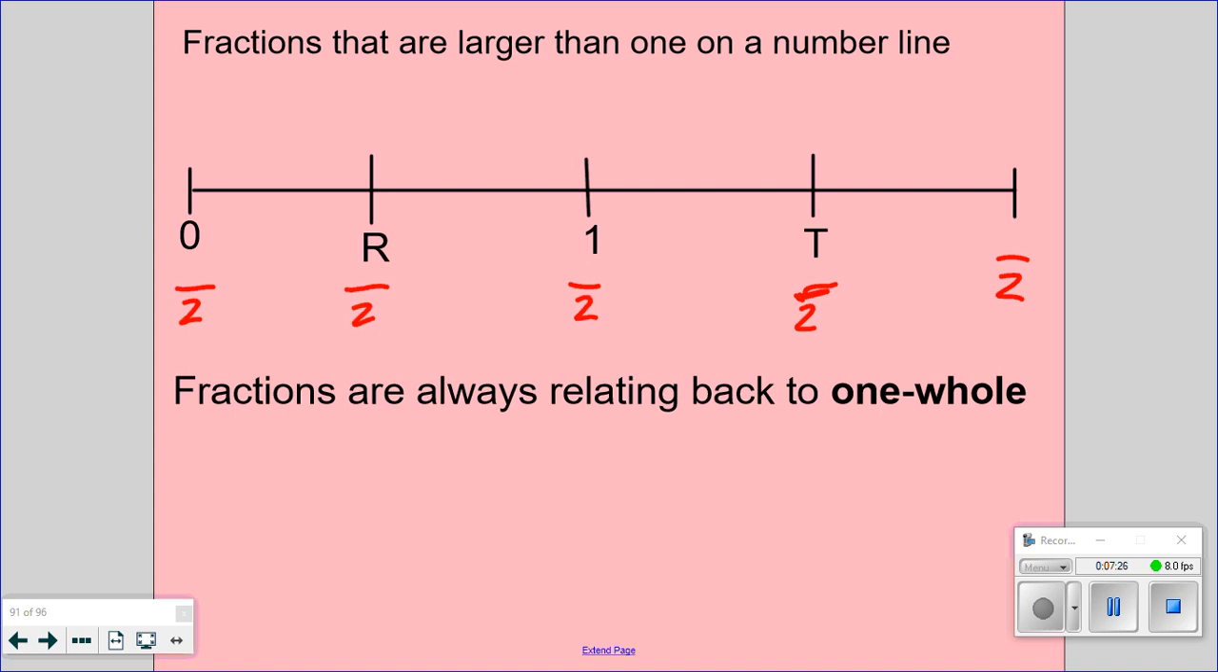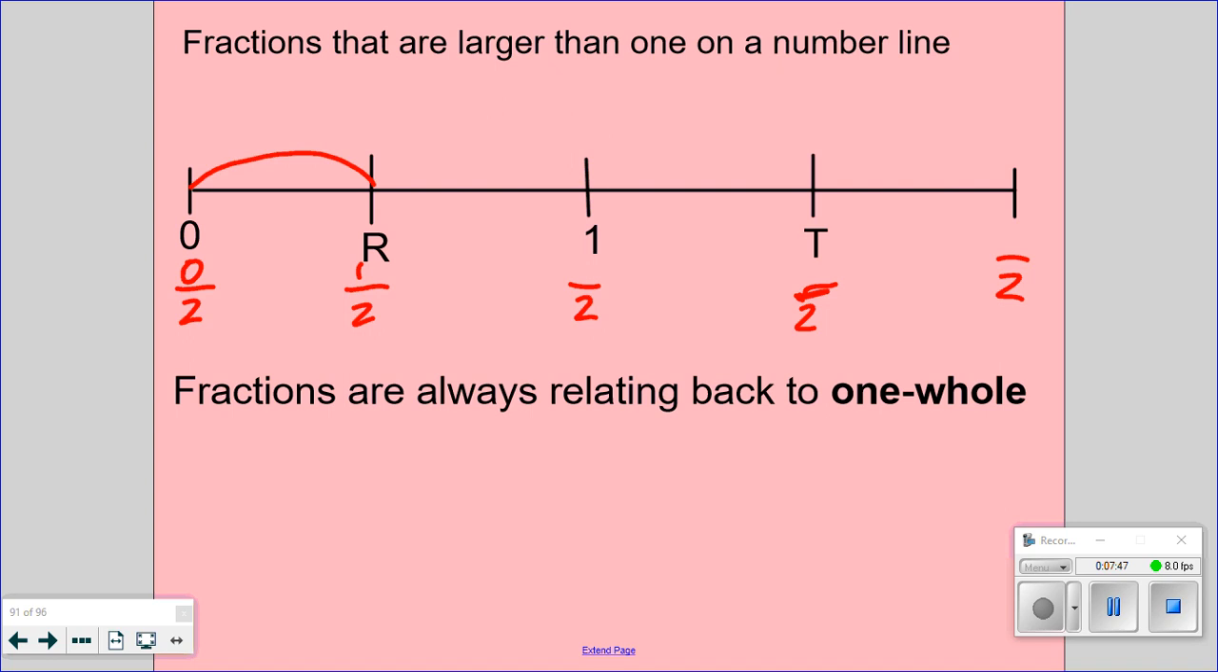So let's start counting our jumps. If I'm at 0, how many halves do I have? I have 0. What about my jump to R? 1/2.